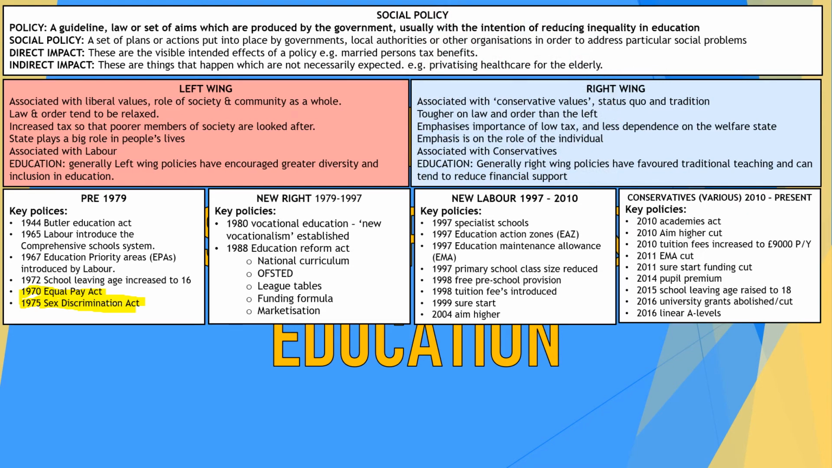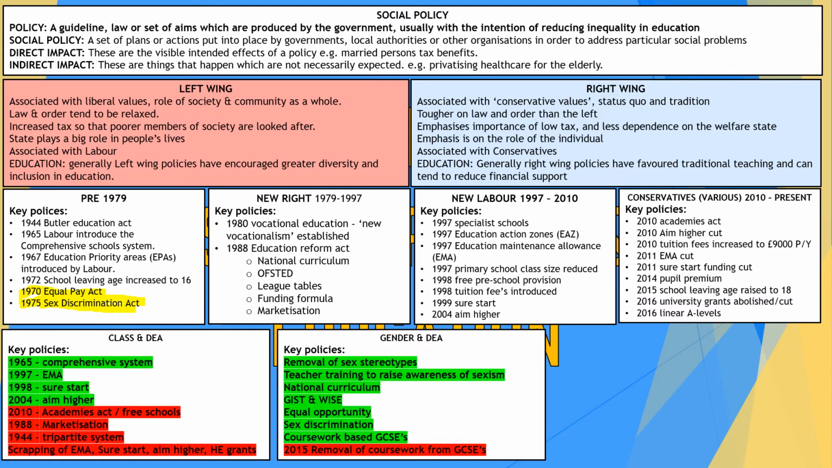And then the Conservatives, again, variations of the Conservative Party and the various policies between 2010 and present. Key policies might be stuff like academies, tuition fees going up quite significantly. EMA was cut, Sure Start cut, Aim Higher kind of phased out. So a lot of these policies had quite a negative impact on students.